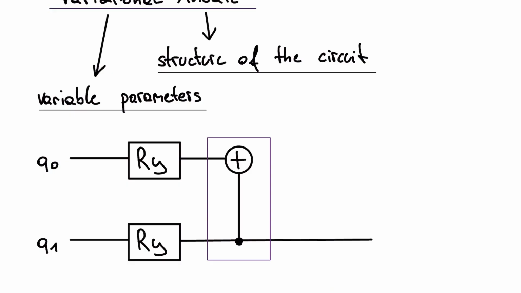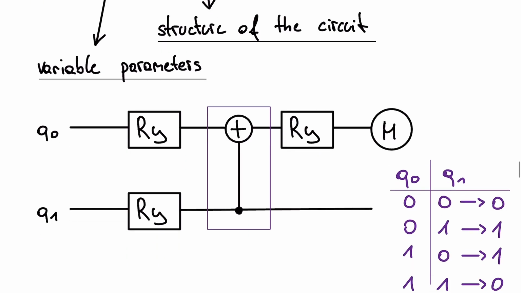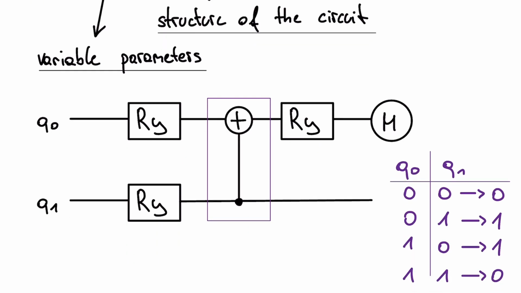Next, we apply a second RY gate to qubit 0 only. We don't apply another RY gate to the second qubit, just to the first one, qubit 0. And finally, we measure only qubit 0. That measurement provides the model's output. 0 if the input was 0,0 or 1,1, so equal bits, and 1 if the input was 0,1 or 1,0, so unequal bits.